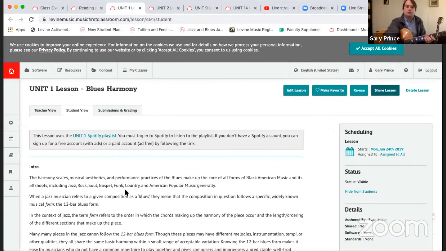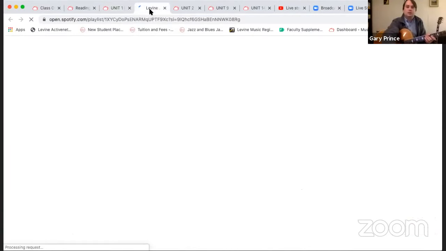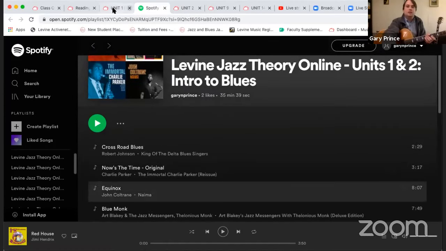So if you look at the first unit, this is what it actually looks like on the student side. So we have a reference to the Spotify playlist. So if I click that, it'll open in its own window, and we can listen to the songs that appear in the unit.